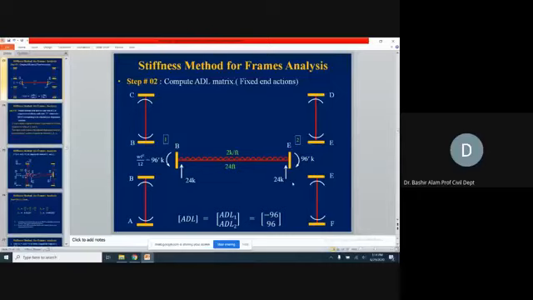So now you can see members BC and BA are not contributing. The reason is that they don't have any lateral loading. If they have lateral loading, then accordingly you will have to find out its value and add it up with this 96. And similarly for the joint E also. So this is how we create this ADL matrix.